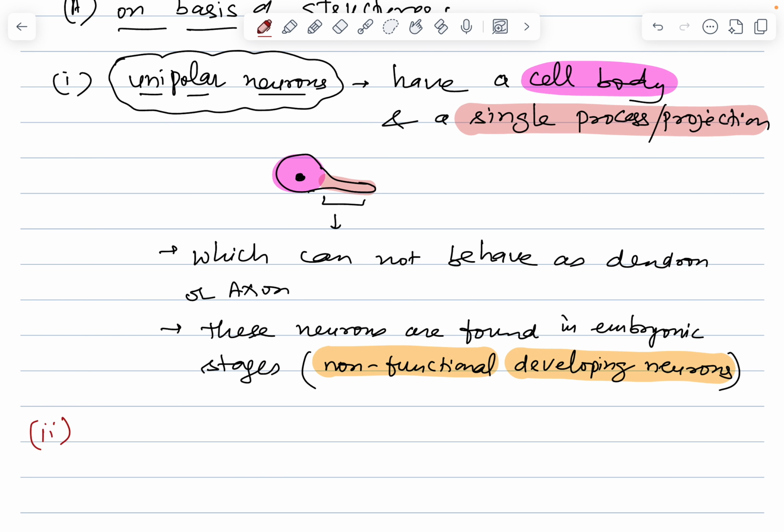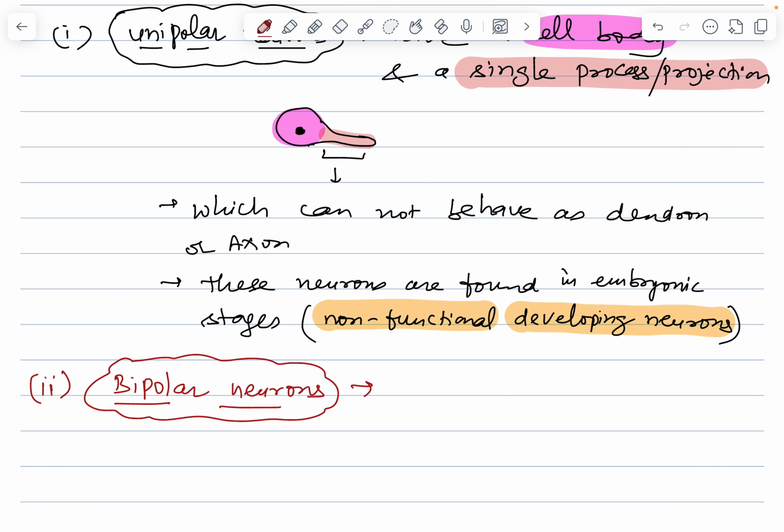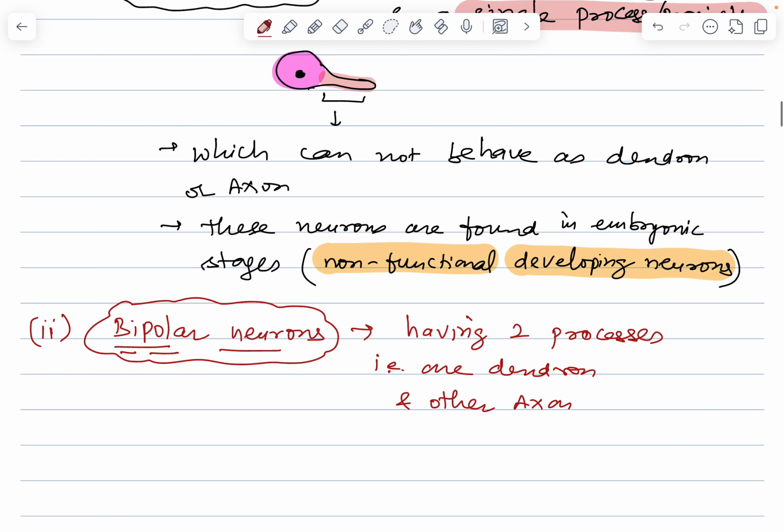All right, the next type of neurons in the body which are possible are bipolar neurons. Now this is what I just showed you. Bipolar. How many processes? 2. So neurons having 2 processes are called bipolar neurons. Out of these processes, one is dendron and the other is going to be axon. So if you want to basically represent this neuron, it would be something like this.